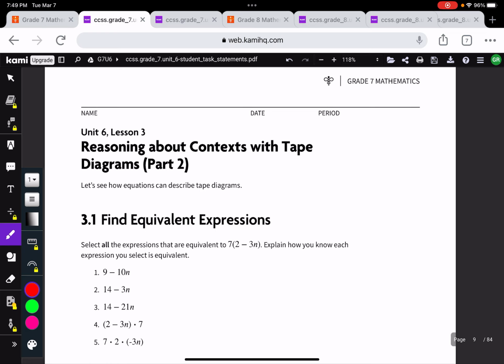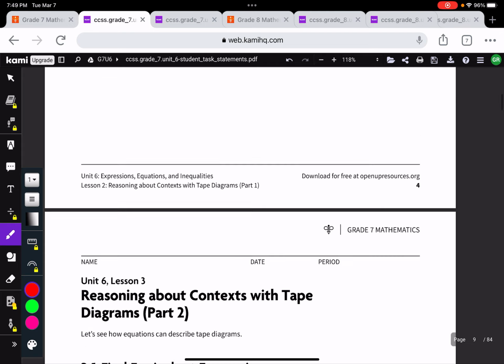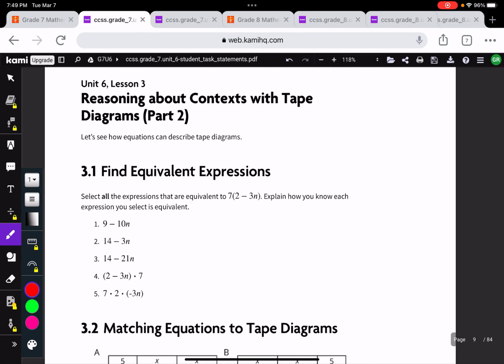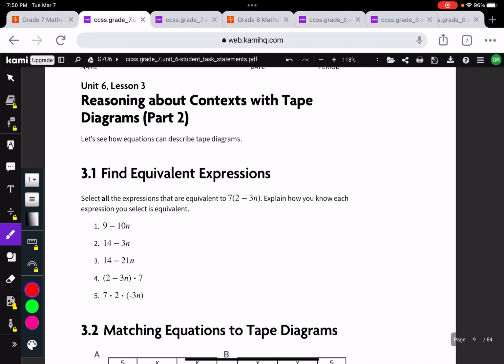We're going to be doing Unit 6, Lesson 3 today, Reasoning about Context with Tape Diagrams, Part 2. So we did Part 1 yesterday, and we're going to build upon that knowledge. These tape diagrams are just kind of setting up the foundation of what equations look like and mean in terms of a picture. So let's see how equations can describe tape diagrams.